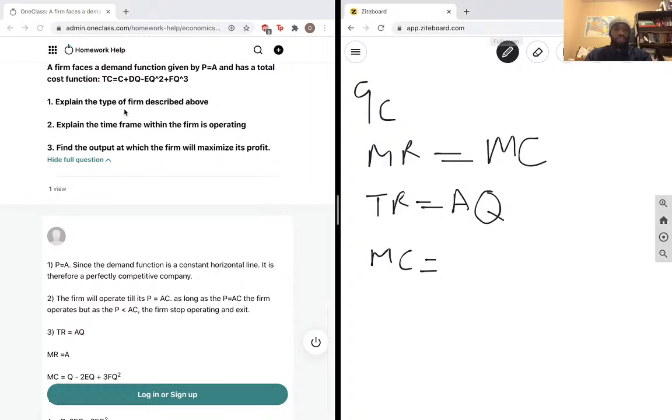So C goes away. It becomes D plus 2EQ plus 3FQ squared.